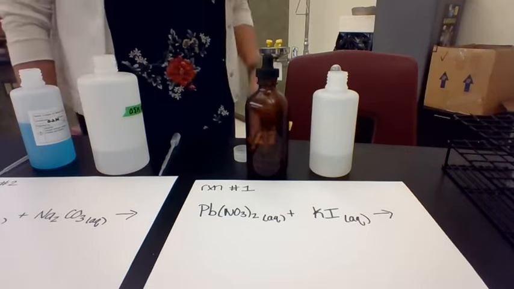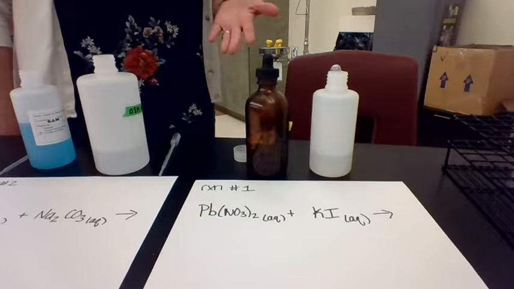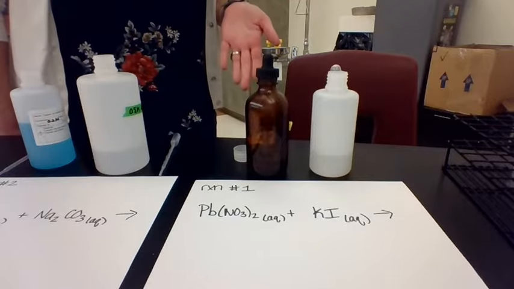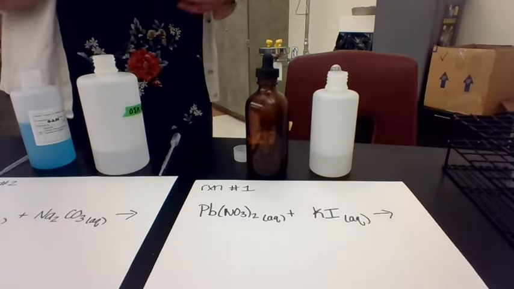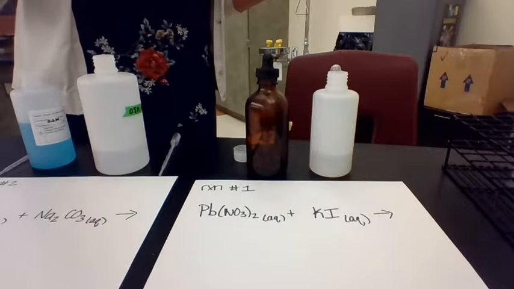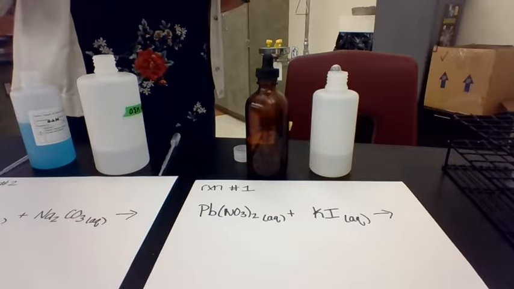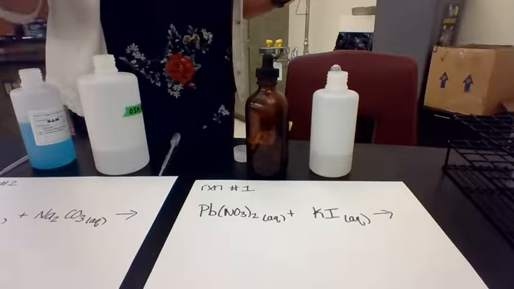Welcome. In this video, we're going to be looking at some precipitation reactions, and I'm going to tell you the reactants and give you the chemical equations of the reactants, and I want you to complete the reaction and figure out what this precipitate is that we formed. And then we're also going to want to write the net ionic equation for these reactions.